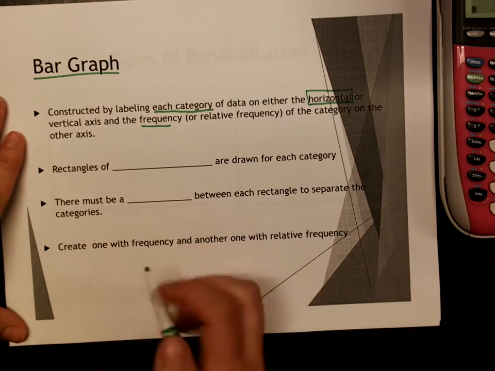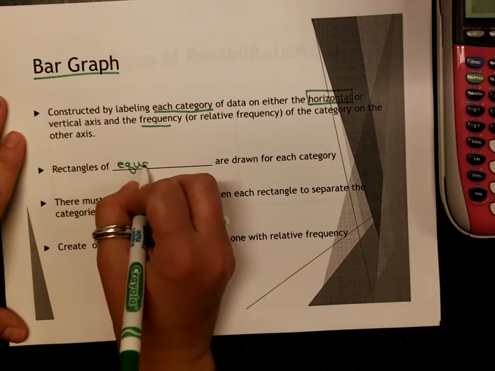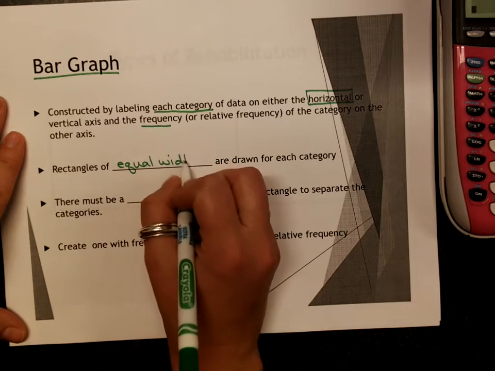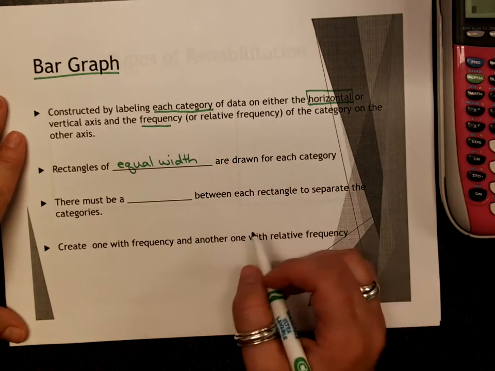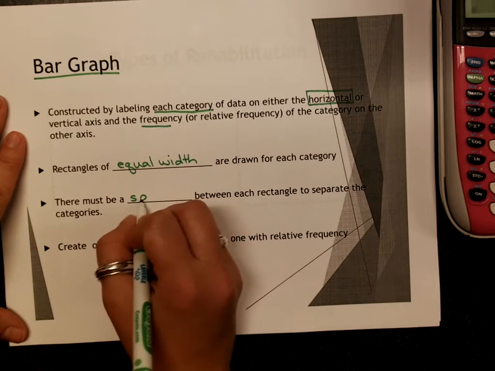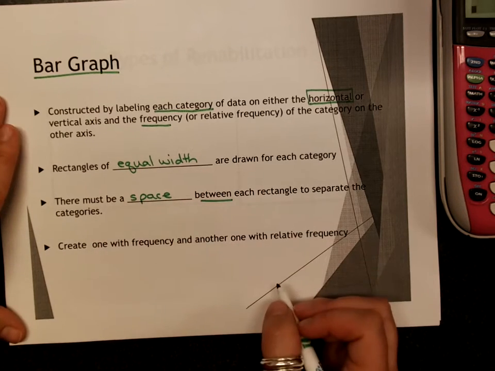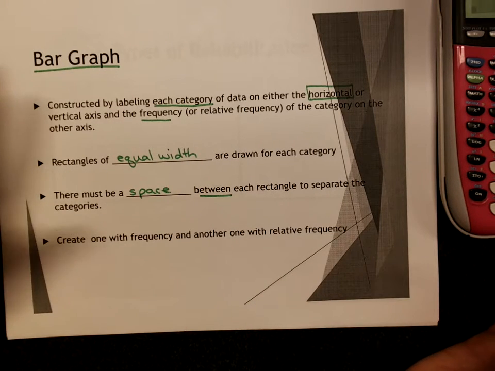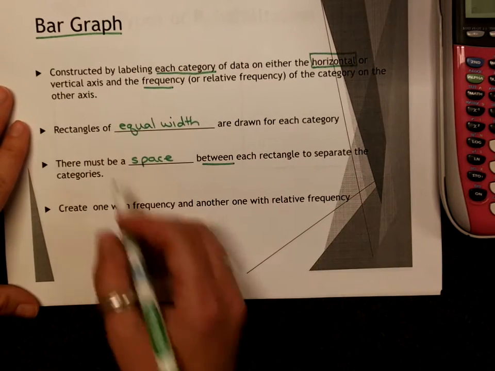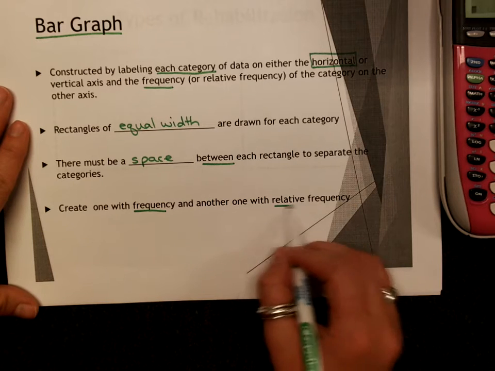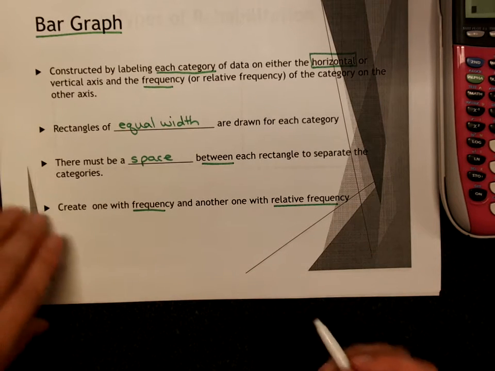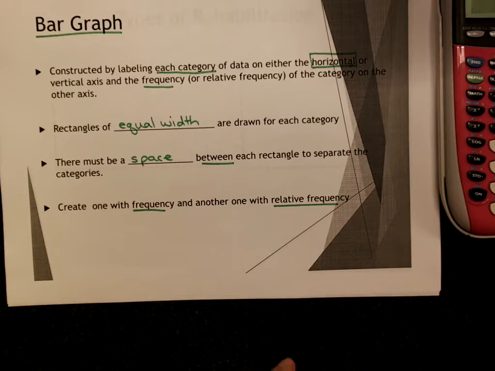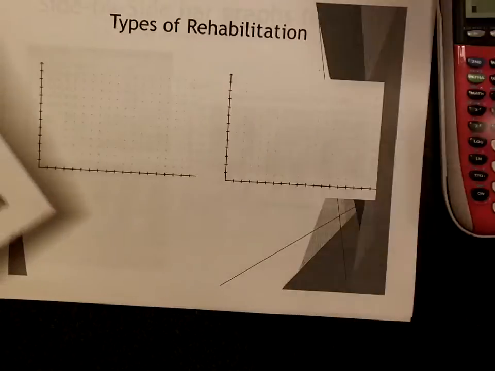We're going to make rectangles of equal width. That's very important. Equal width rectangles are drawn for each category. And there must be a space between each rectangle to separate the categories. The categories can go in any order. It really doesn't matter. We're going to go alphabetical again just to be consistent. So we're going to create 2 bar graphs, one with frequency and the other one with relative frequency. So let's find our frequency distribution. And on the next page I have 2 empty grids for you.